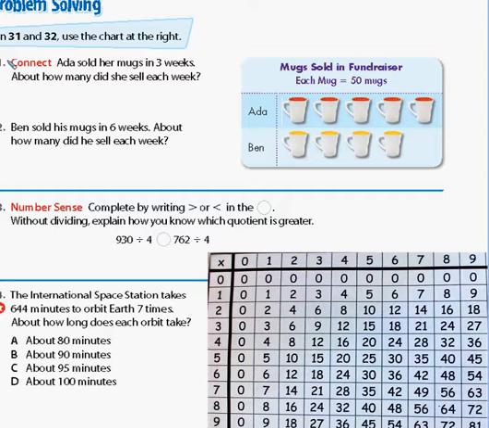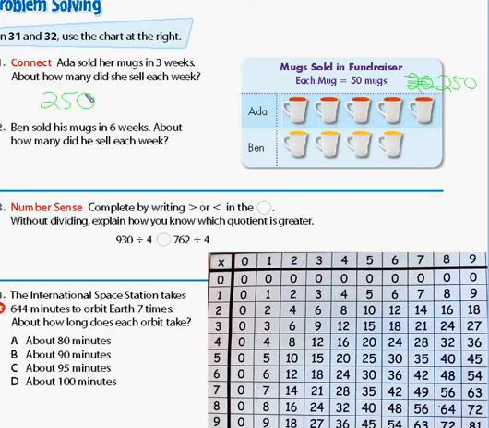So the first thing we need to do on this one is figure out how many mugs she sold. Okay, and it looks like each mug on this picture graph represents 50. So we count by 5s. 5, 10, 15, 20, 25. That's 200. 250. So she sold about 250. I'll bring that over here.